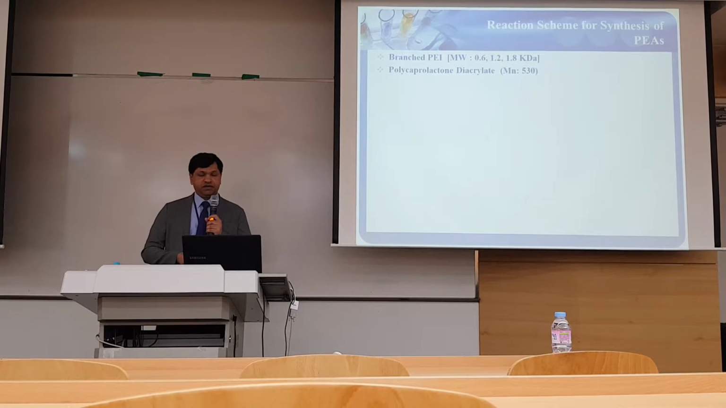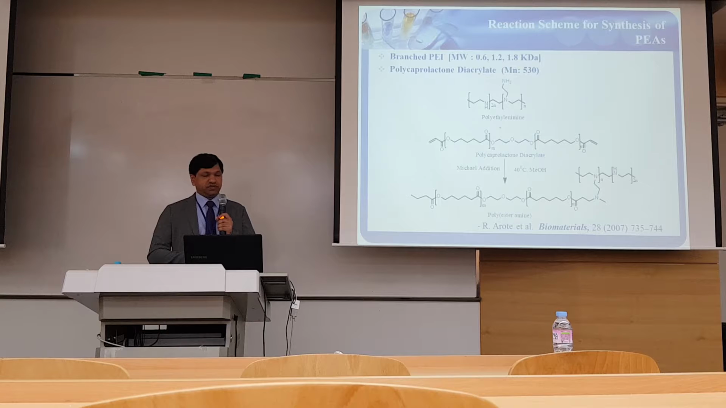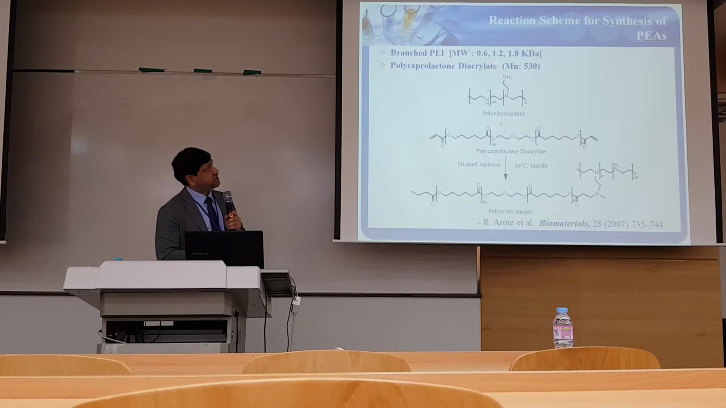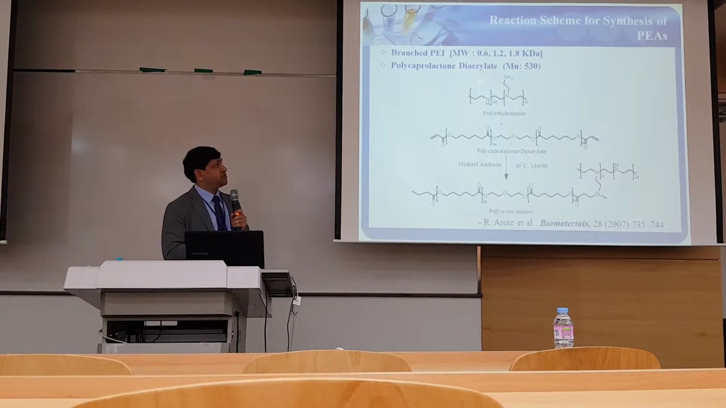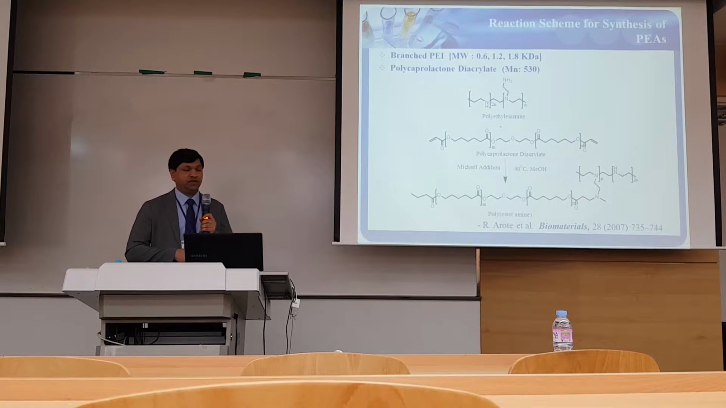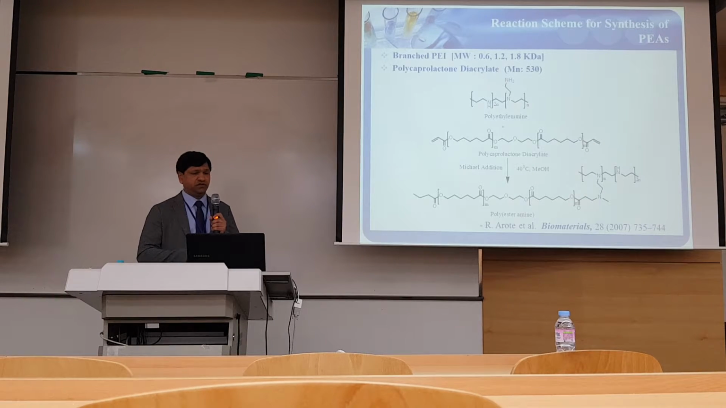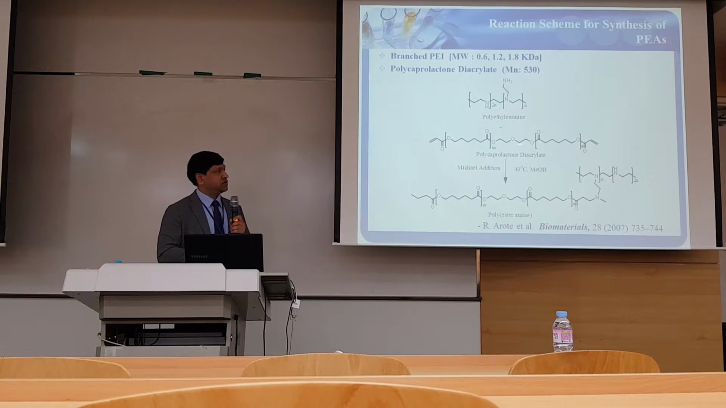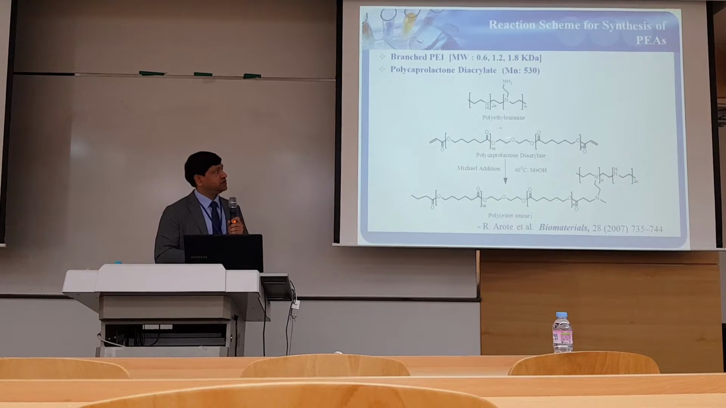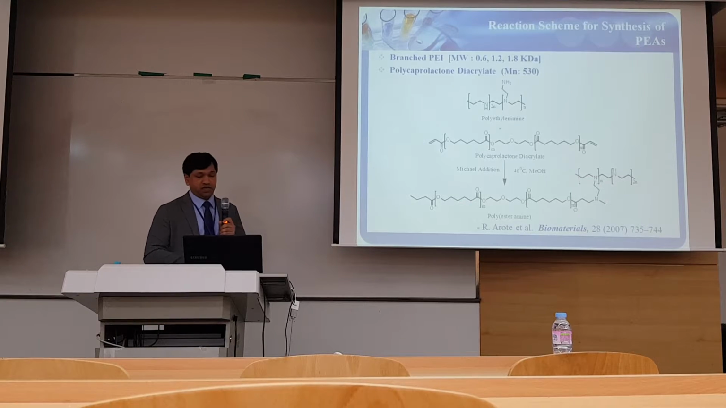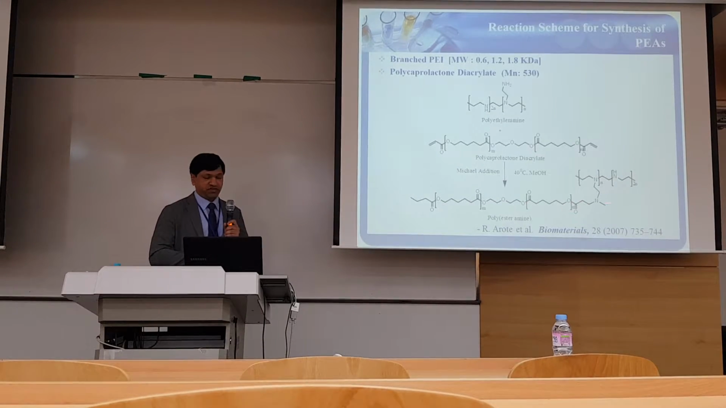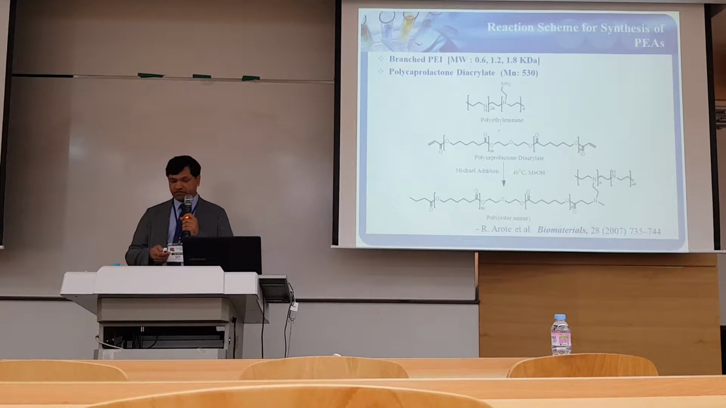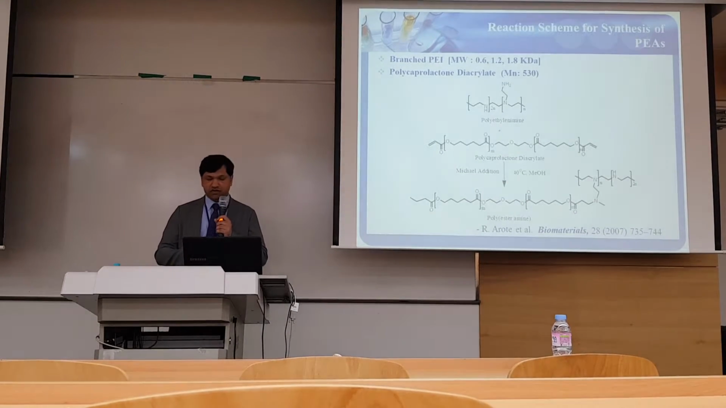So this is a scheme of the reaction. We tried to use three different molecular weights of polyethylenimine: 600, 1200, and 800 Dalton. And this polycaprolactone diacrylate is around 530 Dalton. By Michael addition reaction, this polycaprolactone diacrylate was conjugated to the ethylenimine, and this is the representative structure of the polyesteramine. Here we can see the different ester linkages which are susceptible to hydrolysis at aqueous pH, and it will ultimately have low toxicity.